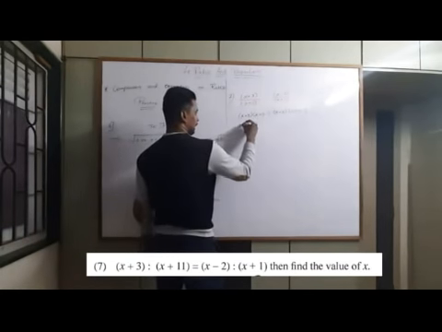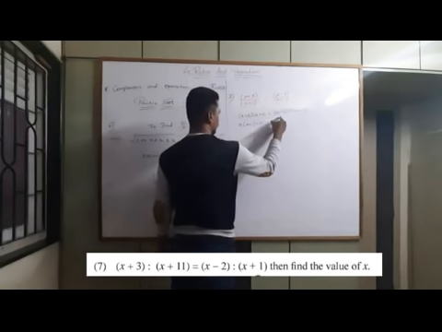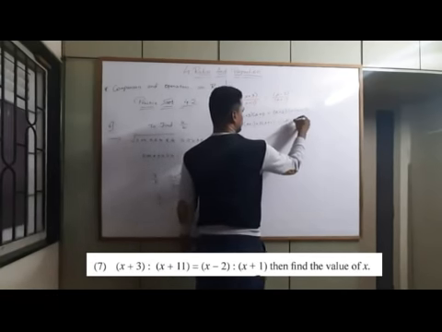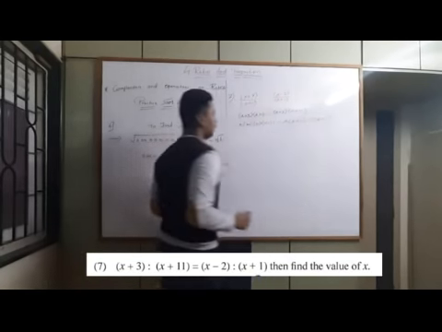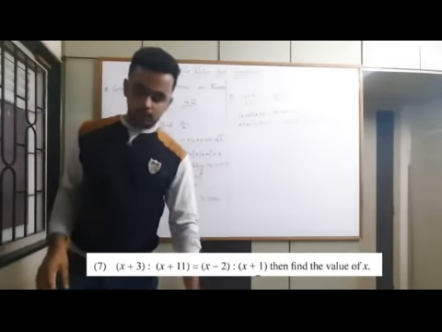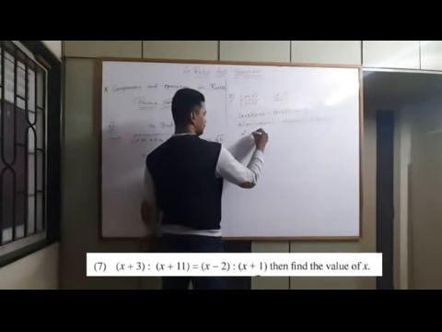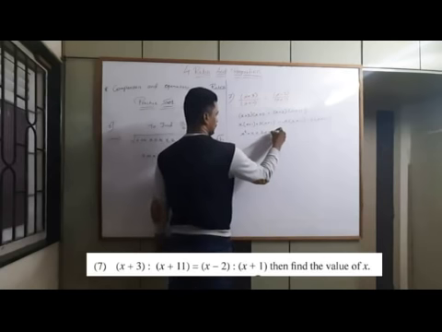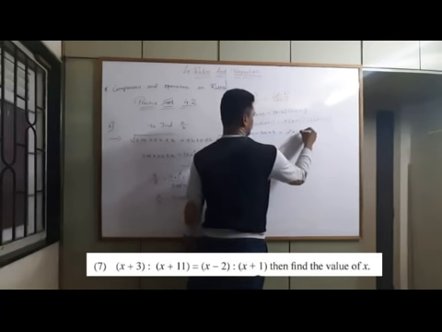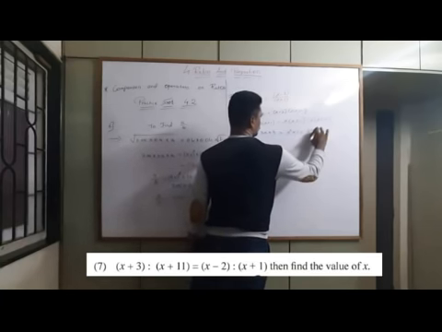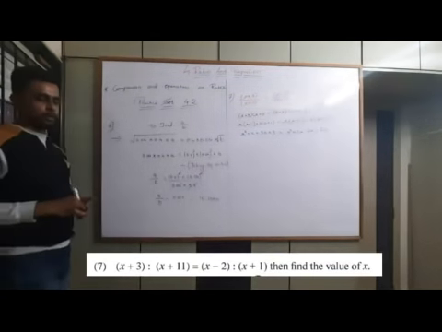So here I will multiply x into x plus 1 plus 3 into x plus 1, which is equal to x into x plus 11 minus 2 into x plus 11. These are all the basics that we have studied in the lower classes. So let us see what we can find out. X squared plus x plus 3x plus 3, which is equal to x squared plus 11x minus 2x minus 22. This is what we get after opening up all the brackets.